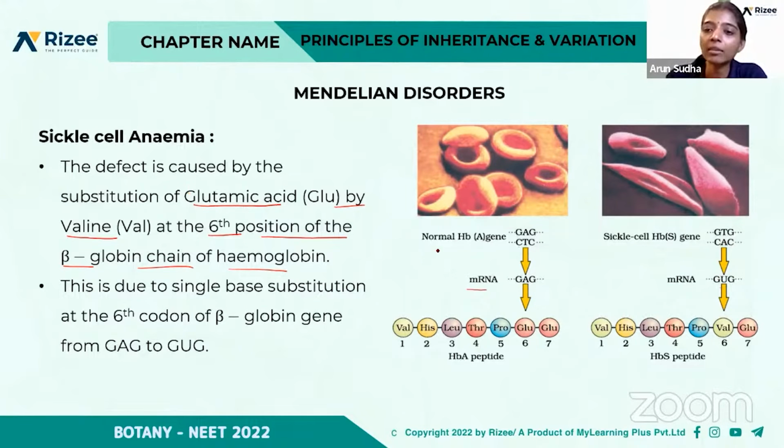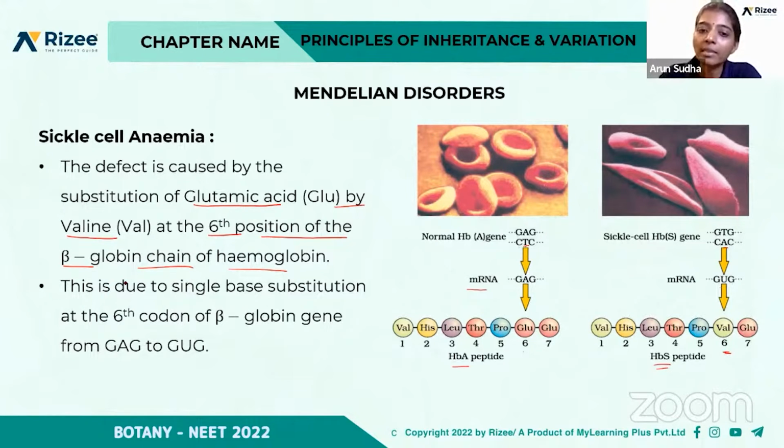So as a result of a change in a single nucleotide, only a single nucleotide is changed here, there occurs a change in the amino acid. Here it is glutamic acid, but here it is valine, right? So in HBA it is glutamic acid. Here the defect is caused by the substitution of glutamic acid by valine at the 6th position of the beta globin chain of hemoglobin.